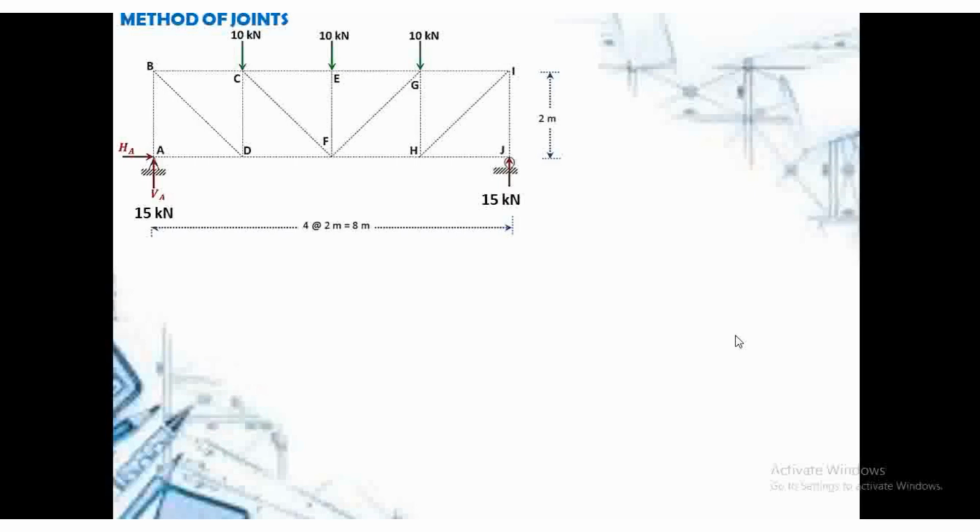Since this is a method of joints, I'm going to choose a point kung saan malapit siya sa mga unknowns. And kapag in-isolate ko yung joint na iyon, dalawa na lang yung magiging unknown ko. What do I mean by that? Now, for this example, yung mga reactions na solve ko na, that is 15 kilonewtons. And these are the unknowns for this problem. The internal force for EG, FG, and FH.